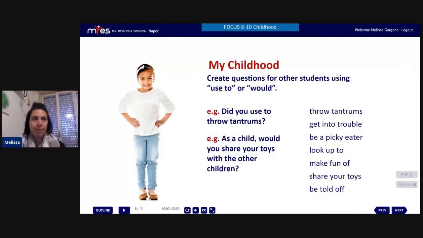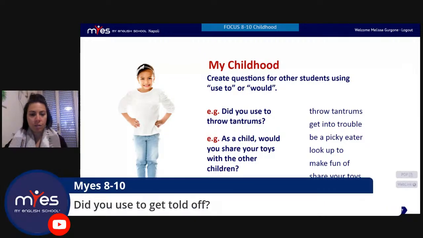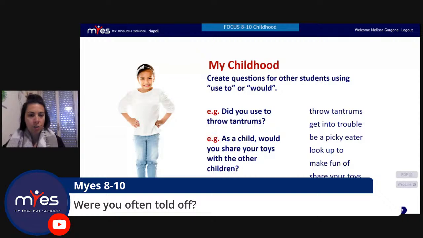Okay, often is to make it clear that we are asking if it was something that happened regularly in your childhood. So, did you used to get told off? Or were you often told off? So this is a very similar question to get into trouble. So again, around when I was 11 or 12 years old at school, I used to get told off quite a bit for talking in class and not listening to the teacher when I should have been.